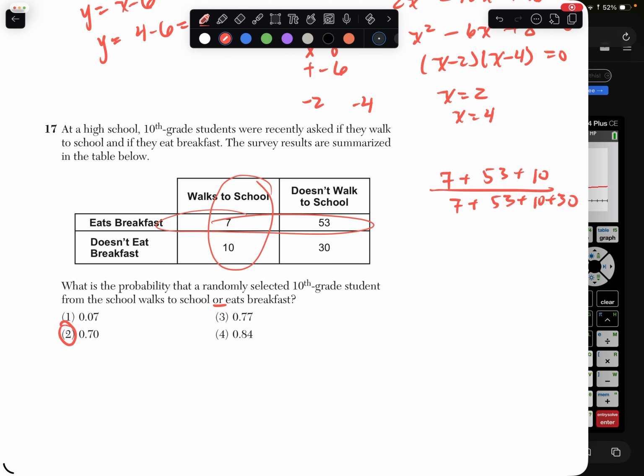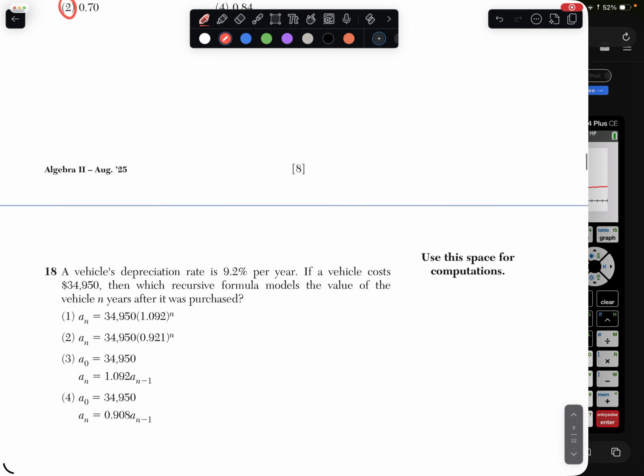So the keyword here is or. So we would have to add up all of these. If you pick just 7, that's and. That's if they walk to school and eat breakfast. In this case, we have or. So we have to do 7 plus 53 plus 10.